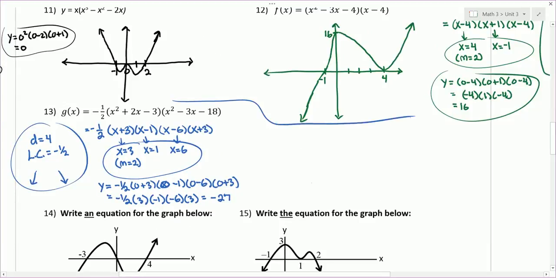So let's finish with a graph. Y-intercept down at negative 27. X-intercepts at 1, negative 3, and positive 6.